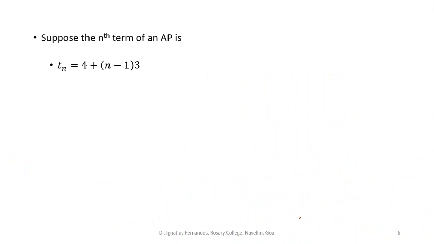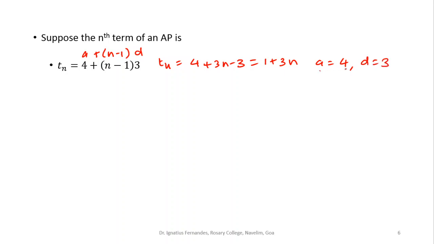Let's say, for example, suppose the nth term of the arithmetic progression is 4 plus n minus 1 into 3. If I want, I can simplify this and see, okay, this will be 4 plus 3n minus 3, which is equal to 4 minus 3 is 1, plus 3n. In fact, we already have it in the general form. This is in the form a plus n minus 1 into d. So here a is equal to 4 and d is equal to 3. So the first term is 4 and the common difference is 3.